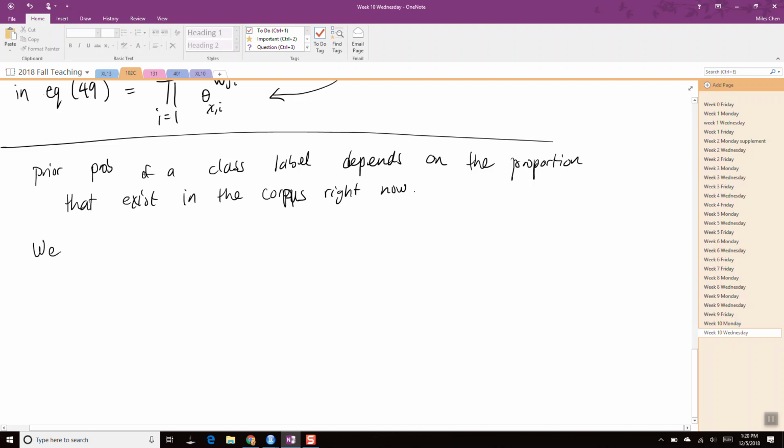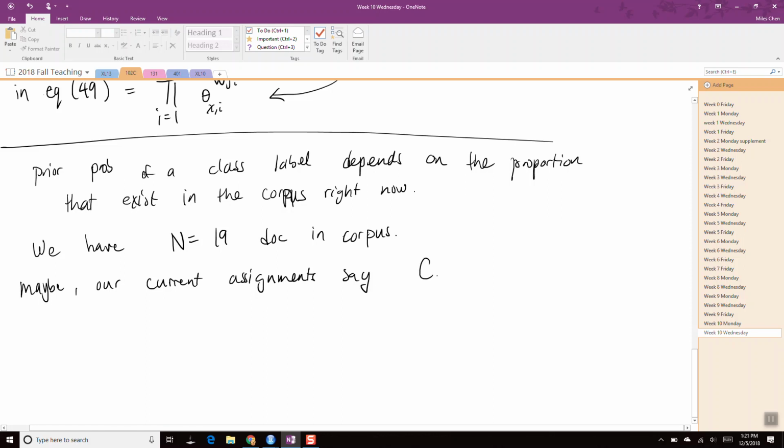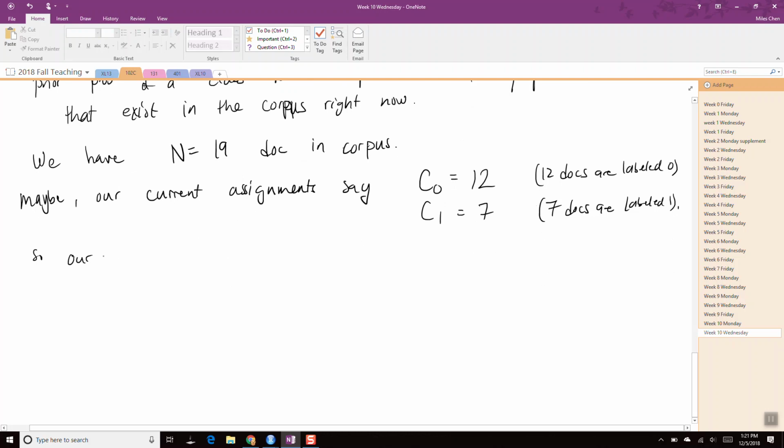Okay, so maybe we have n equal to 19 documents in the corpus, okay? And maybe we'll just pretend our current assignments say C0 is equal to 12, so 12 documents are labeled 0. And C1 is equal to 7, 7 docs are labeled 1. Okay, so our prior probabilities depend on these proportions.